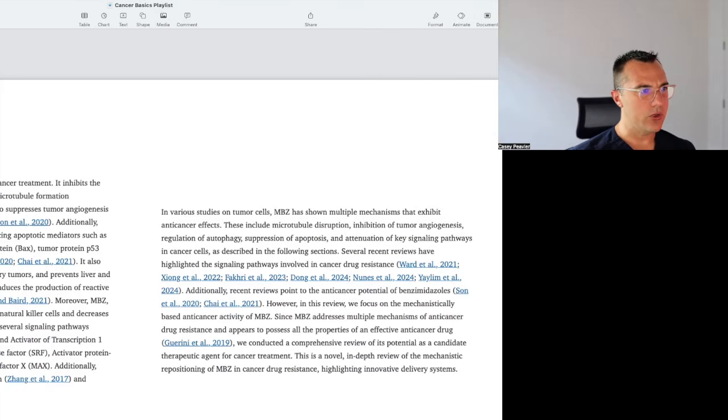Additionally, recent reviews point to the anti-cancer potential of benzimidazoles. However, in this review, we focus on the mechanistically based anti-cancer activity of mebendazole, since mebendazole addresses multiple mechanisms of anti-cancer drug resistance and appears to possess all the properties of an effective anti-cancer drug. We conducted a comprehensive review of its potential as a candidate therapeutic agent for cancer treatment. It is a novel, in-depth review of the mechanistic repositioning of mebendazole and cancer drug resistance, highlighting innovative delivery systems.